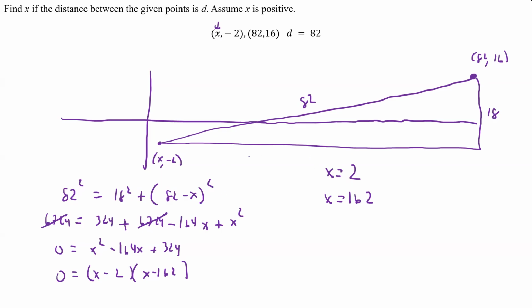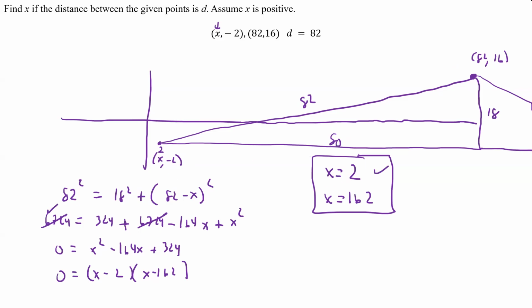What that means is it could be here or it could be in that direction, all the way off the screen where we can't even see it at 162, because there are two values. Now with those two values, do they both work? Let's check. If we plug in a 2, we're going to have a distance from 2 to 82, which is a distance of 80. Okay, that works. 80 squared plus 18 squared is equal to 6724, which is what this side equals. So that one works.